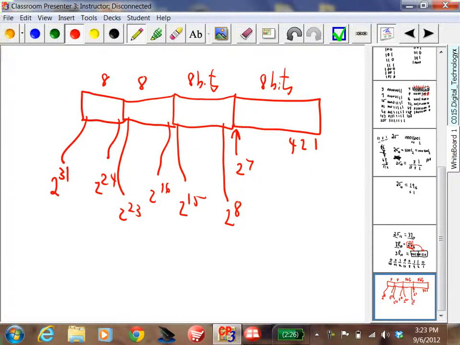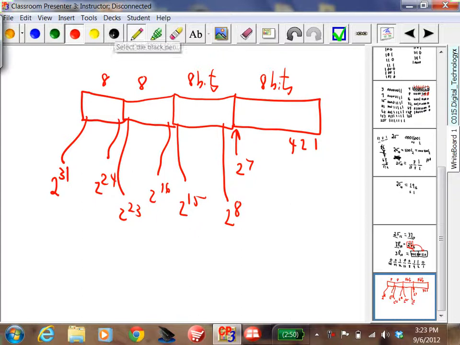So you can store numbers up to almost 2 to the 32nd. Actually, you can store numbers up to 2 to the 31st minus 1. However, there's a little catch. We like to store negative numbers.